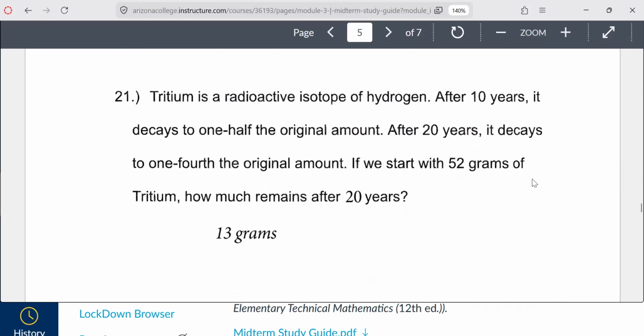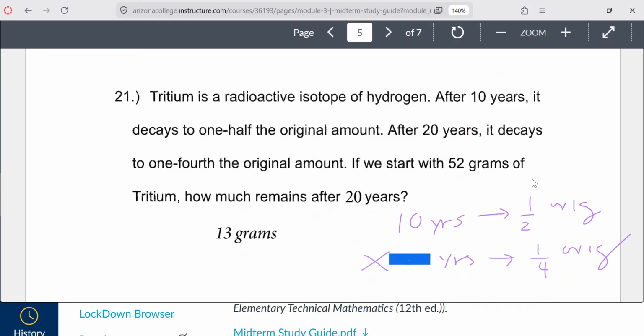So for 21, we've got tritium is a radioactive isotope of hydrogen. After 10 years, it decays to 1/2. So let me write stuff down. 10 years, it decays to 1/2 of original. After 20 years, it decays to 1/4 of original. Wow. If we start with 52 grams, how much remains after 20 years?